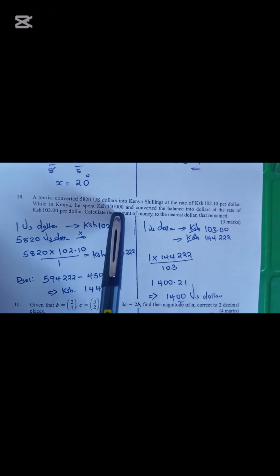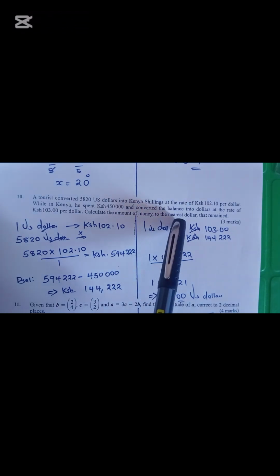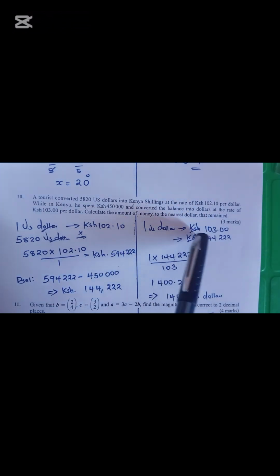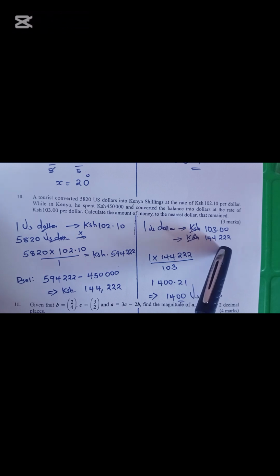While in Kenya, he spent 450,000. So let us get the balance. We take 594,222 minus 450,000, and we end up with 144,222. This will be in terms of Kenyan shillings. So this is the balance. He converted the balance into US dollars at a rate of 103 shillings per dollar. So 1 US dollar is equal to 103 Kenyan shillings. The balance was 144,222 Kenyan shillings. So we ask ourselves, what of 144,222?